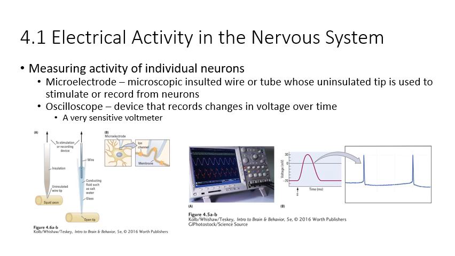Some ways that we can measure activity of individual neurons include inserting a microelectrode, which is a very, very small, microscopic insulated wire or a tube filled with salty water whose uninsulated tip is used to stimulate and record from those neurons. An oscilloscope is a device that records changes in voltage over time. It's like a very sensitive version of a voltmeter, and EEG is like a bunch of oscilloscopes that record the activity at a bunch of different sensors.